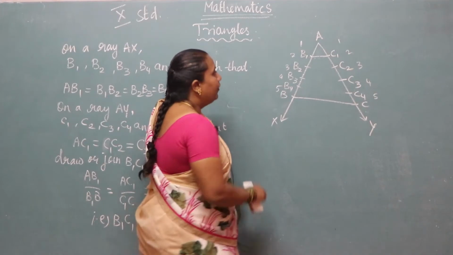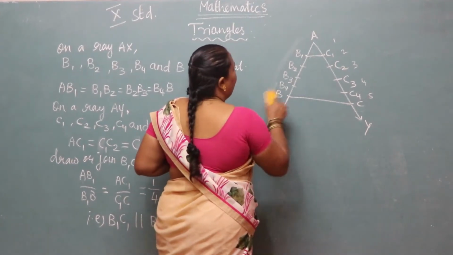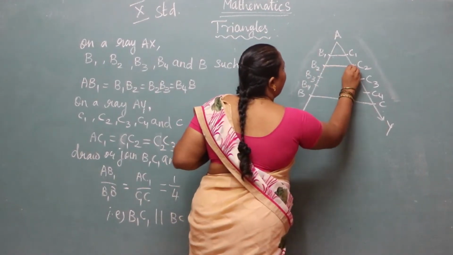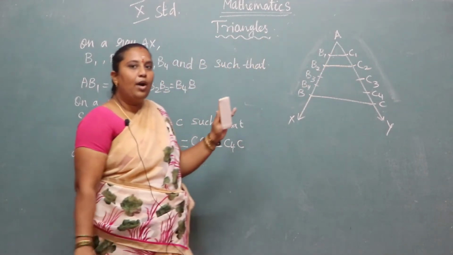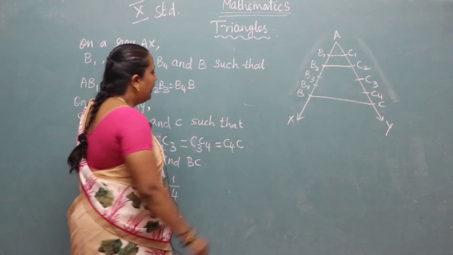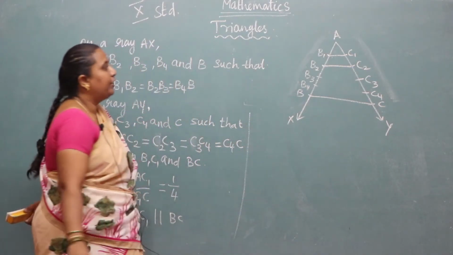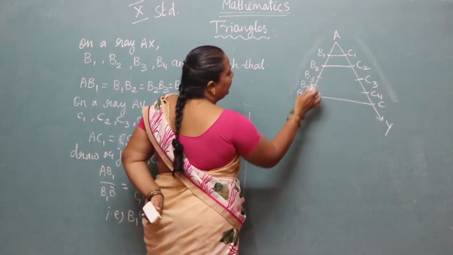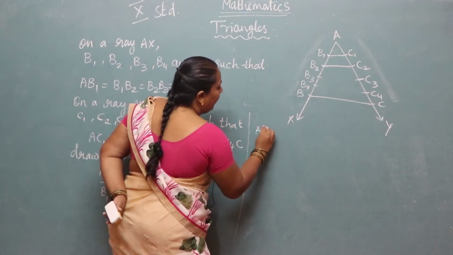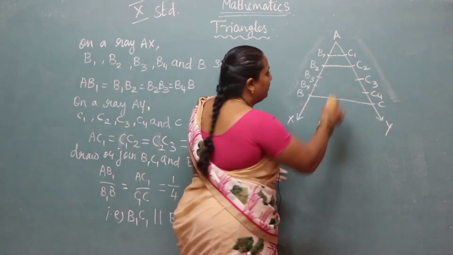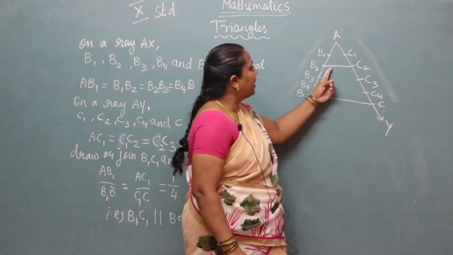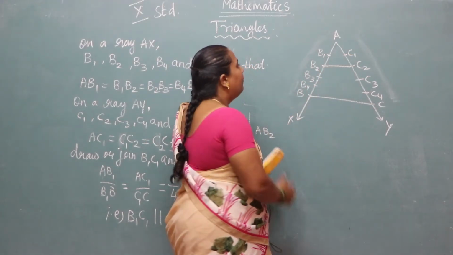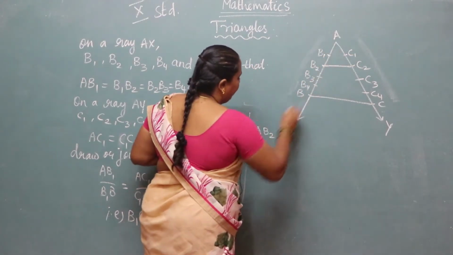Then we should draw another line here. Similarly we can draw another line, joining B2 and C2. Understood? Now that we are joining B2 and C2, we can have AB2 by B2B. Now you leave the earlier line. We are considering only the line B2C2 here. So we have AB2 by B2B.